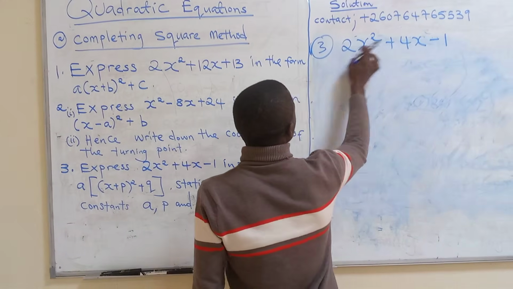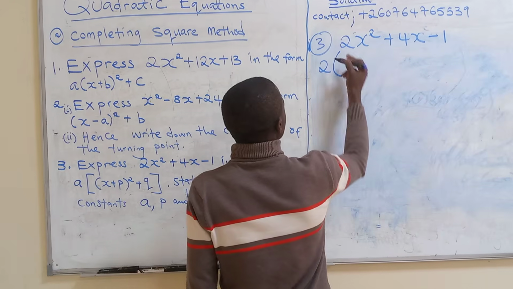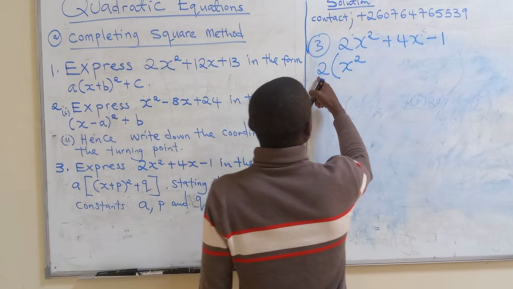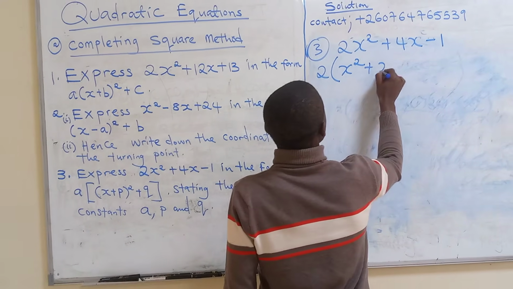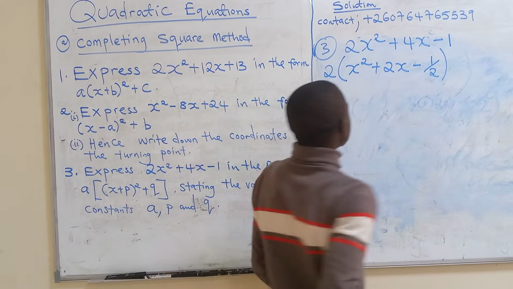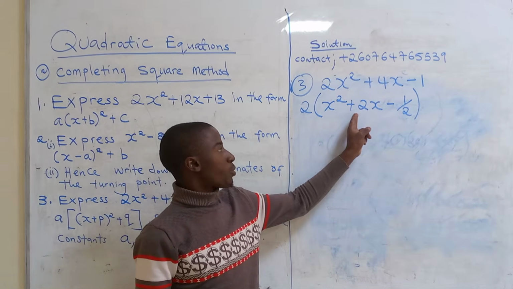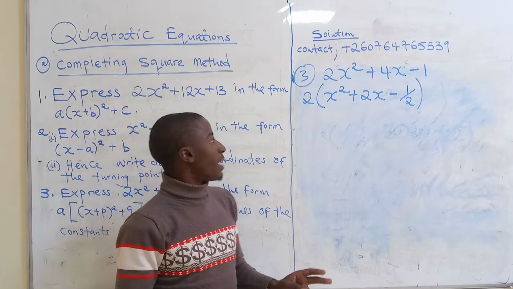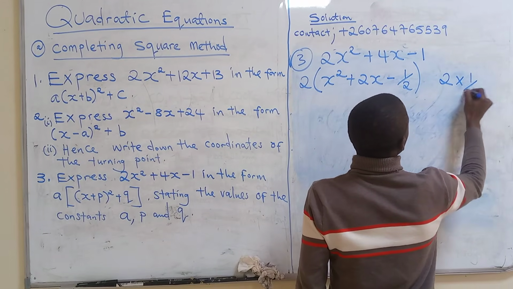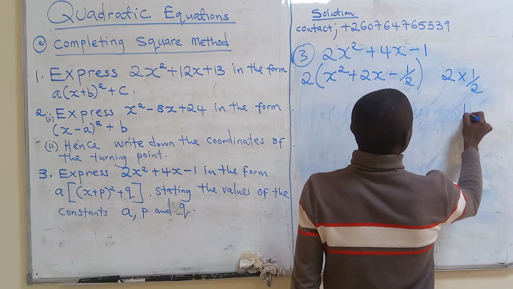Get what is in front, the coefficient of x squared, which is 2, open brackets. So 2 into 2, you are going to remain with x squared there. So from there, 2 into positive 4, that is positive 2x. There, that is negative 1 over 2. So second step is that get the coefficient of x, which is positive 2, and multiply it by what? By half. So that is 2 times 1 over 2, and then we divide. This is 1.